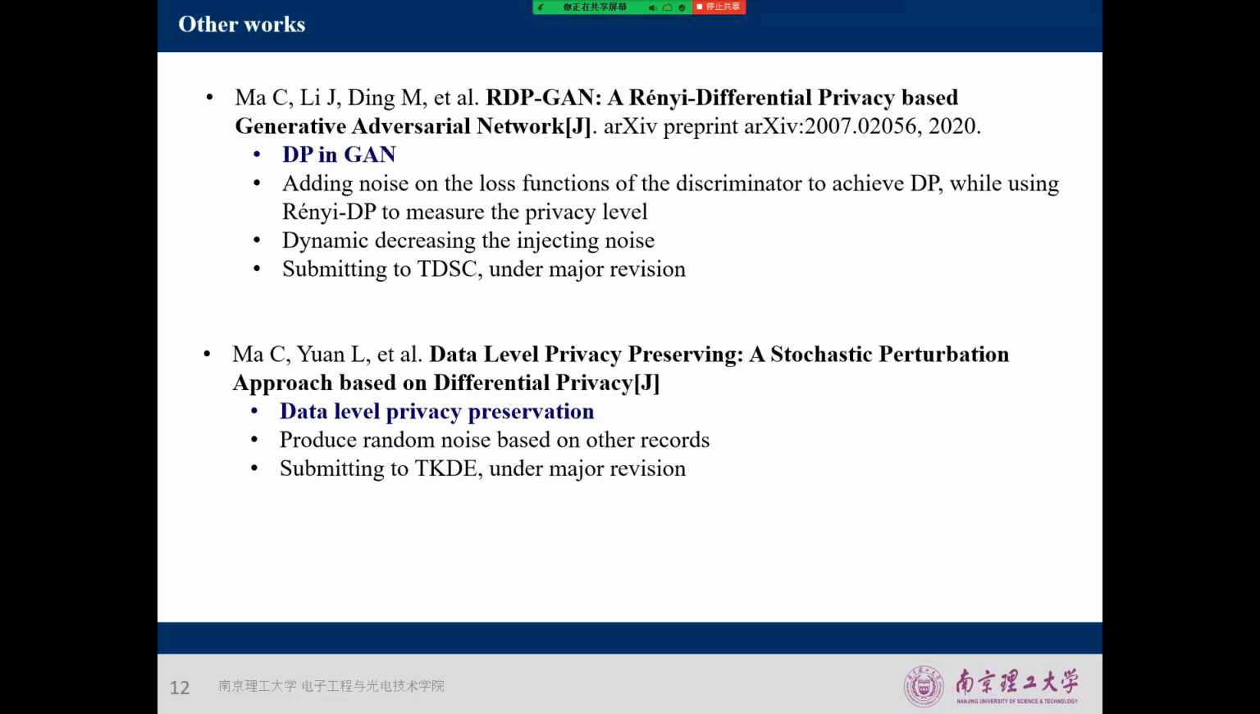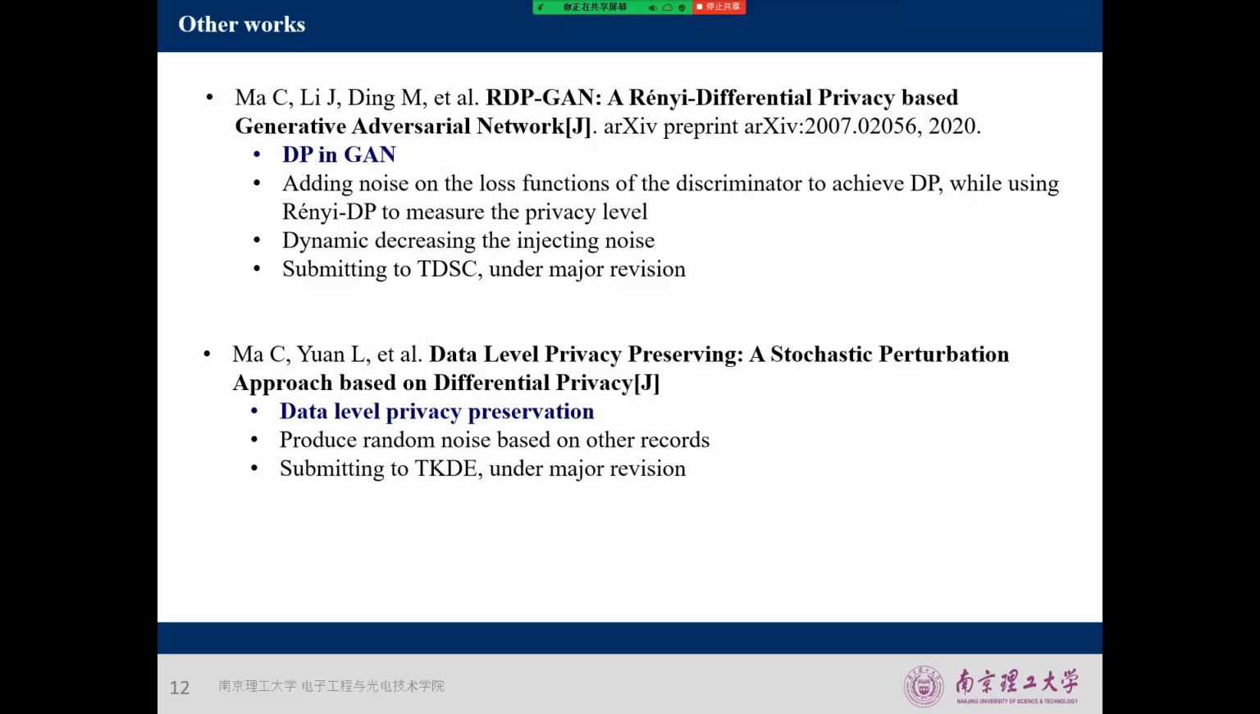We also do some data-level privacy. Usually, for local data in works in TKDE, they use Gaussian or Laplace noise to change the data values. But we think, can we use other records that exist in the same data set to produce random noise? This is another idea, and it is also submitted to TKDE and is now under major revision.